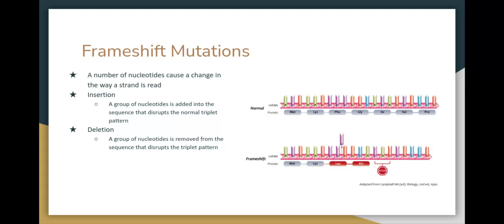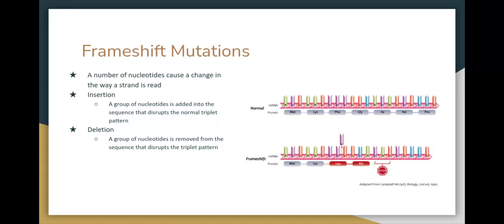So if you remember, our codons are groups of 3, so that's the triplet pattern. If something happens where 2 nucleotides come in the middle of one of these codons, or even after one codon, it's going to cause a push, and then it's going to redesign the way the genetic sequence is read by the amino acid coder. So that's going to change the amino acid sequence from the point of insertion on.